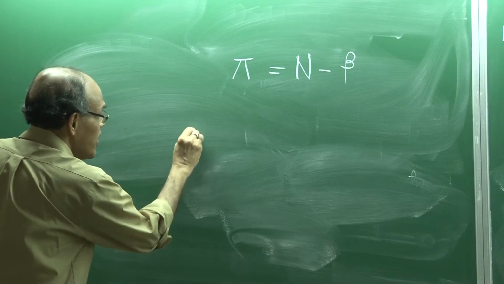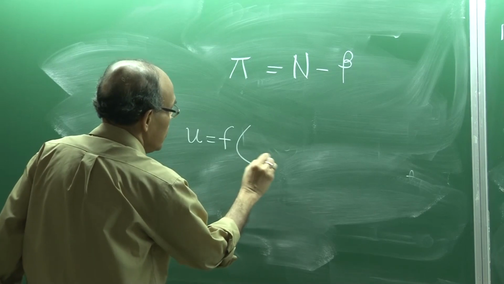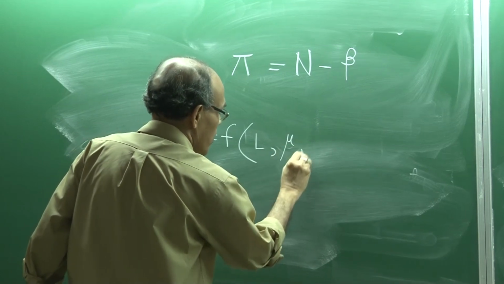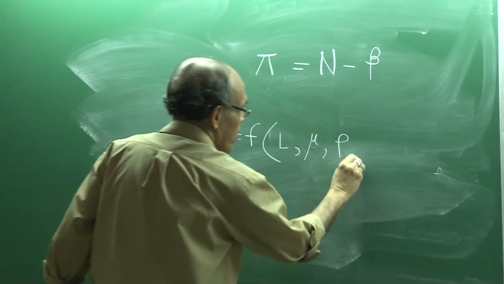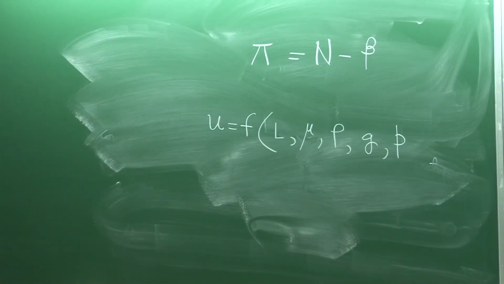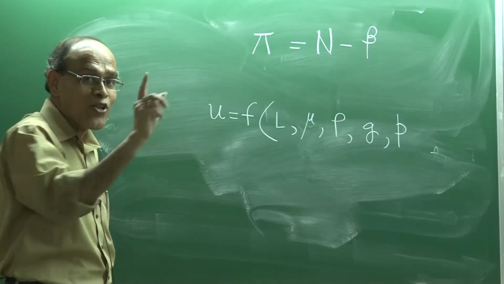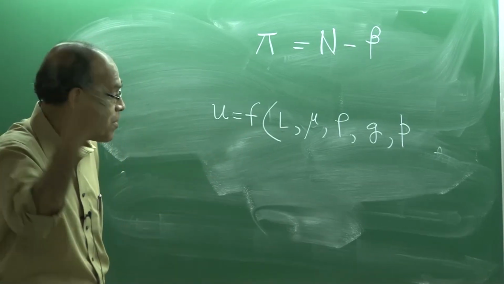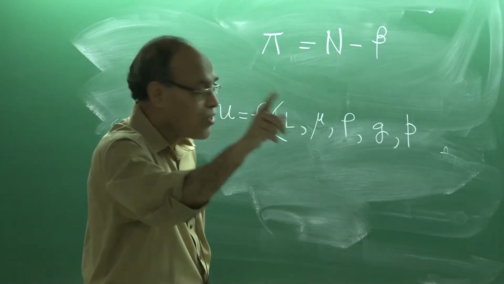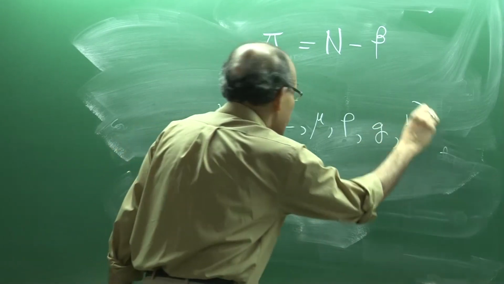Now, suppose, as you can see, u, the velocity, is a function of characteristic length, then we have viscosity, then we have density, then we have acceleration due to gravity, then we have pressure. This is what it turns out if you look at the Navier Stokes equation. So, the velocity depends on the characteristic length because x, y, z dependences are there. It depends on mu, the second order term contains mu. It depends on rho because all the first order terms contain rho. It depends on g, acceleration due to gravity, which is in the last term, and this depends on p.